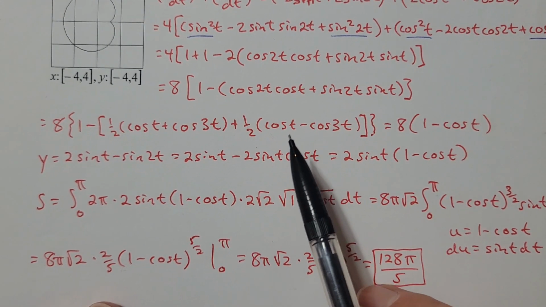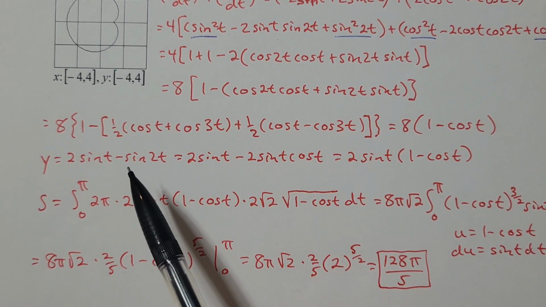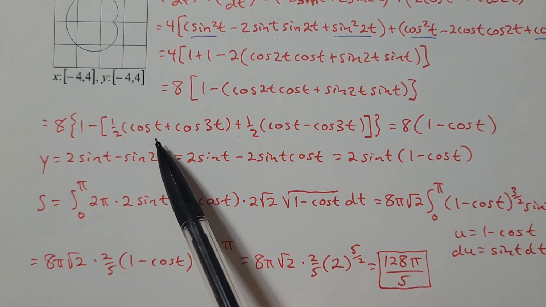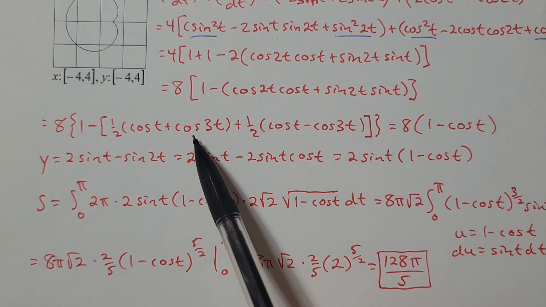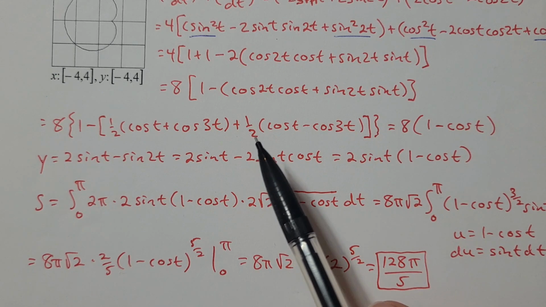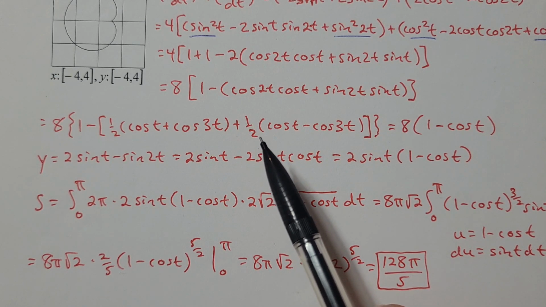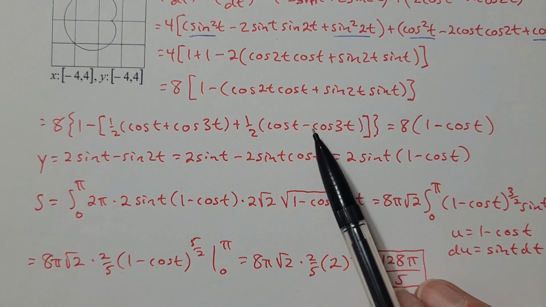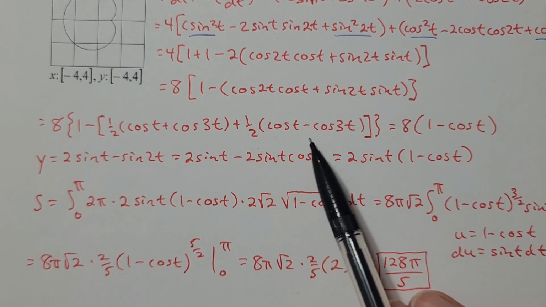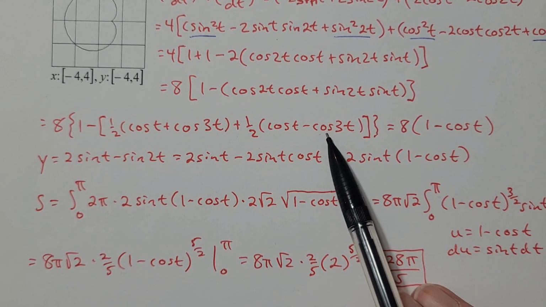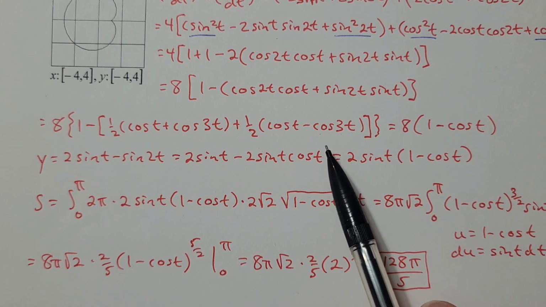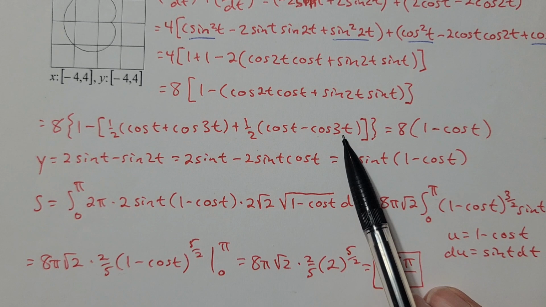All right? So the next thing that I do is I've got 1 minus 1/2 times cosine t minus 1/2 cosine 3t. Now I am subtracting, I'm subtracting a negative, right? Because the negative is going to come into there and then also come into there. So I'd be adding 1/2 cosine 3t. So negative 1/2 cosine 3t plus 1/2 cosine 3t, those are gone.